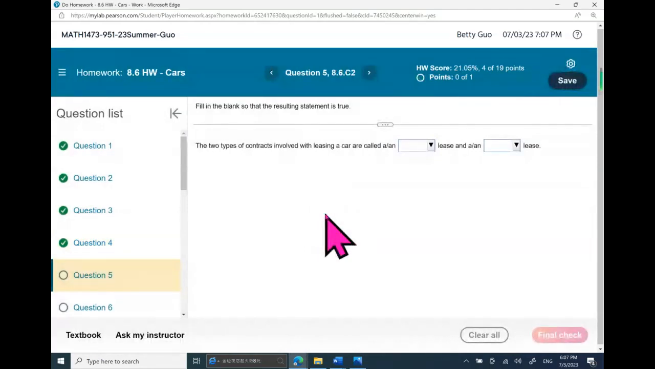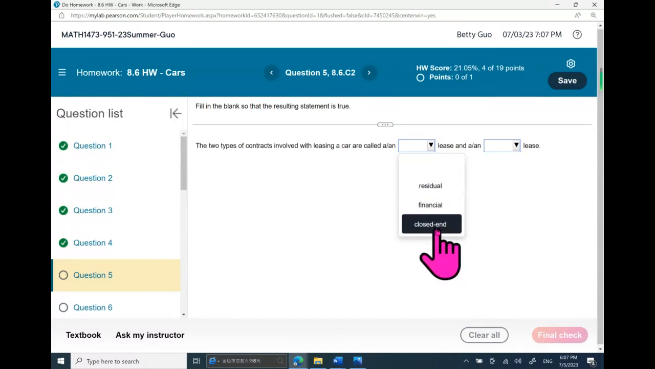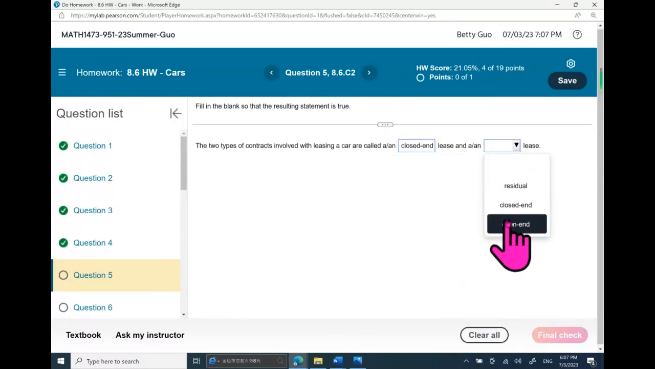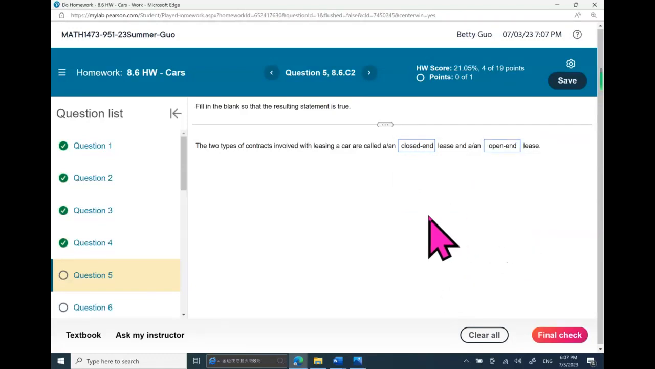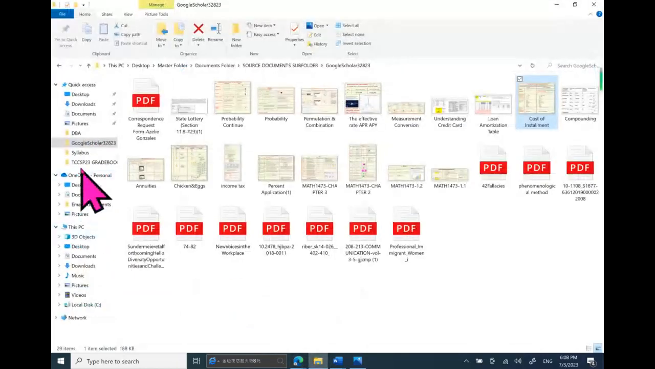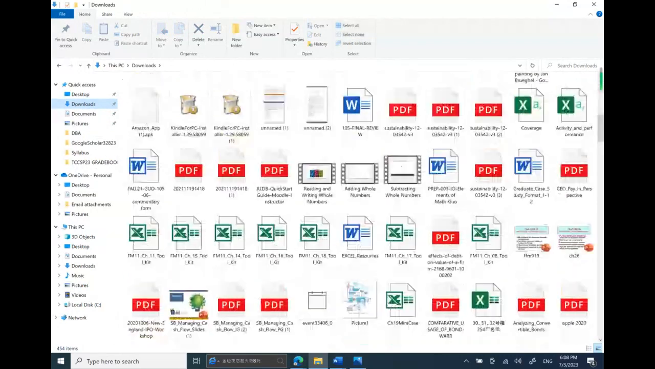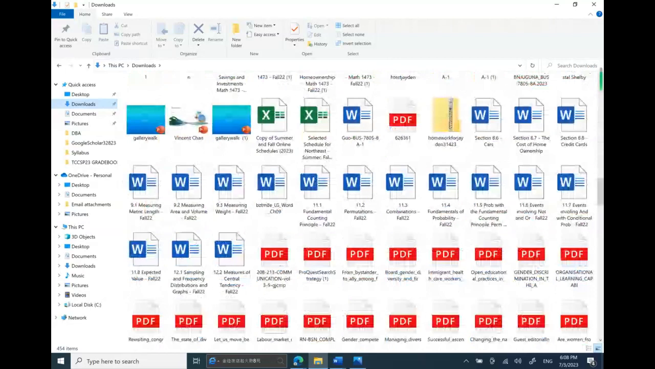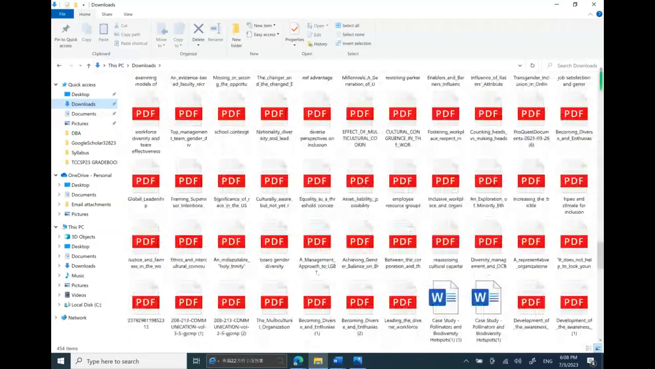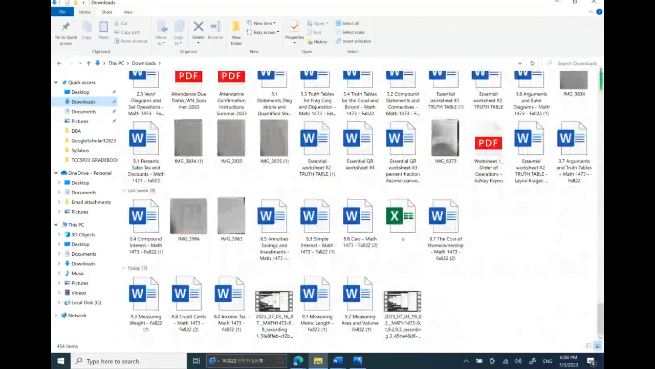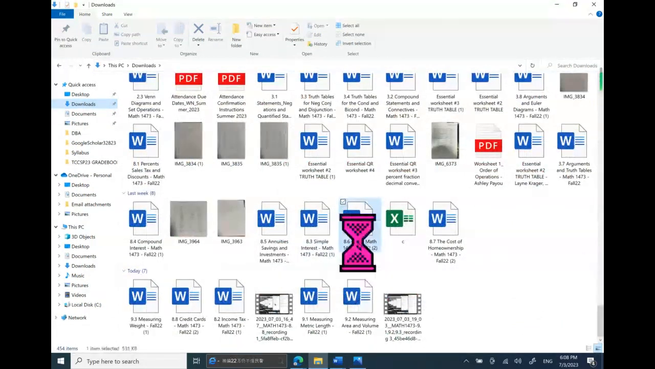Fill in the blank such that the resulting statement is true. The two types of contracts involved with leasing a car are called closed-end and open-end. About the definition of those two types of leasing contracts, we can look at the guided notes. Let me get the guided notes very quickly. 8.6. Right here.